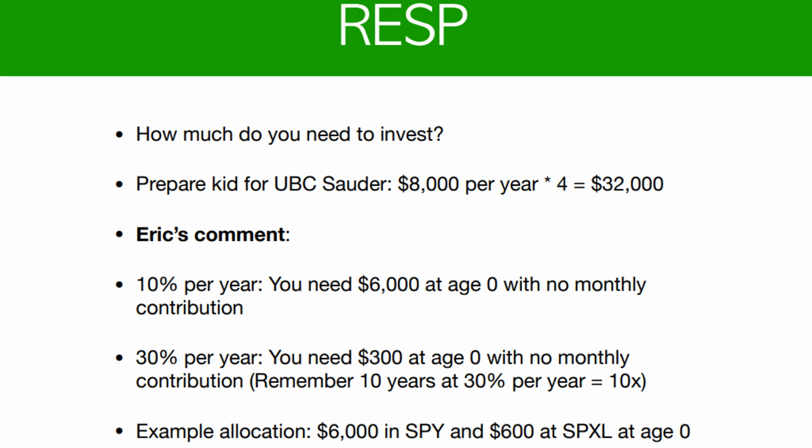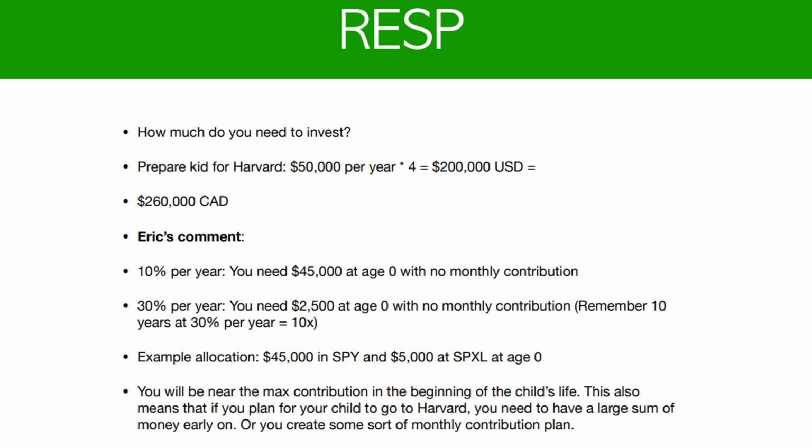Now, if my kid is going to UBC, then it would be $8,000 per year, $10,000 if it is business school, for 4 years, which is around $32,000. Now, if my kid is going to Harvard, please God, if my kid can go to Harvard, I would support him. It would actually be $50,000 a year for 4 years. What I didn't say here is that it's $50,000 US versus $8,000 Canadian.